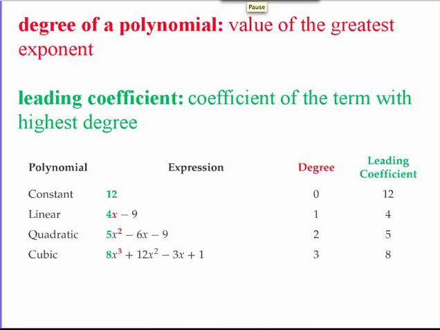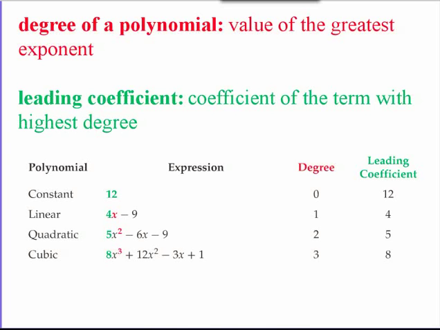All right, so first of all, the degree of a polynomial is the value of the greatest exponent. The leading coefficient is the coefficient of the term with the highest degree. We have some examples down here. We have what's known as a constant, and that's just a number. It has a degree 0 because there's no variable, and the leading coefficient is 12.